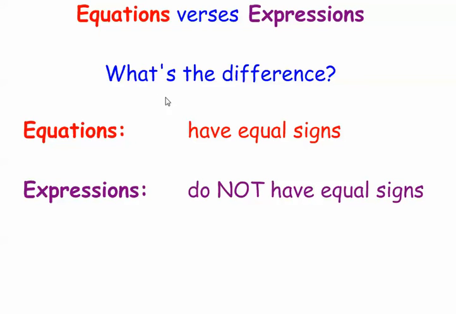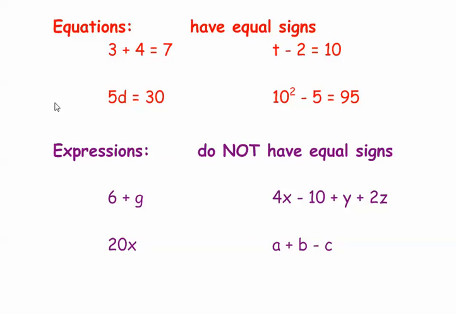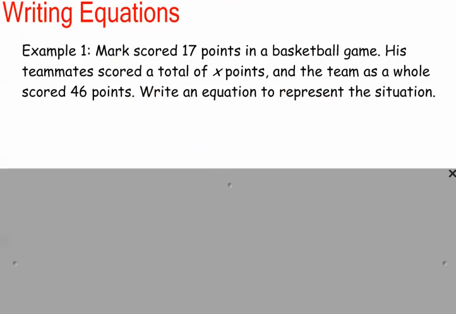So let's again look at the difference between an expression and an equation. Remember, an equation has equal signs, expressions do not. You can see that word equal in equations. So again, equations have equal signs. They can have all numbers, they can have variables, but it's got to have an equal sign. Expressions, no equal sign. You have to know the difference there. In a test situation, if I ask you to write an equation and you just have an expression, that's going to be wrong, and vice versa. All right, so let's look at writing equations here.